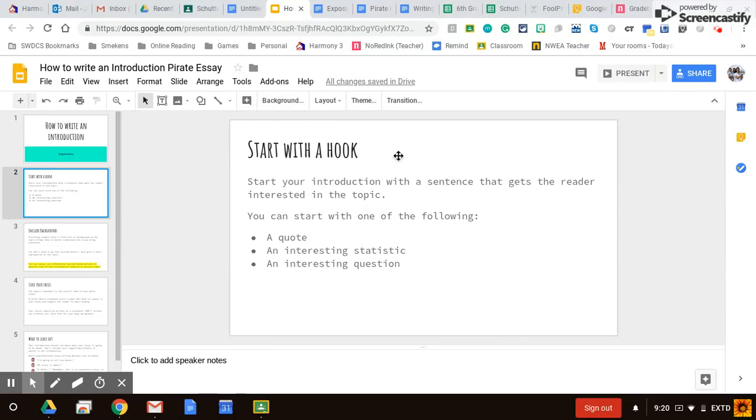First thing you're going to start with is a hook. This is what grabs the reader's attention, hooks the reader, makes me want to read your essay. So start your introduction with a sentence that gets the reader interested in the topic. You can start with one of the following. Maybe a quote about pirates in general or about your specific pirate. You could do an interesting statistic that you have looked up or Googled about your pirate. Or you could do an interesting question to engage me as your reader. You just want to make sure that you avoid the word you if you are starting with a question.